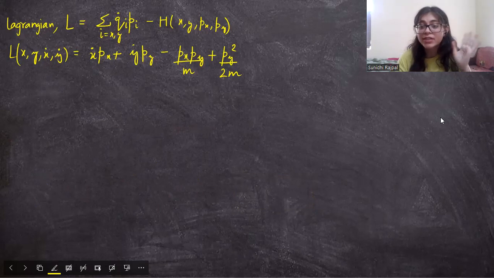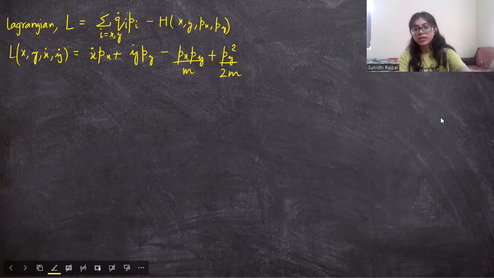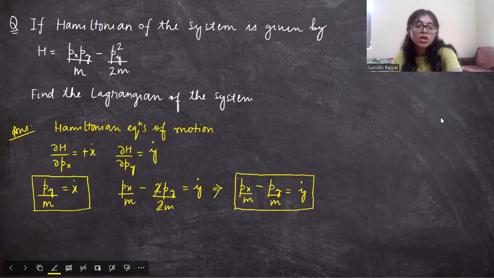But inside the Lagrangian we do not need px and py. हमें px और py नहीं चाहिए लेग्रैंजियन में. We only want x, y, x dot, y dot. Right? So हमें ये px, py को eliminate करना पड़ेगा from this expression. तो यहाँ पे मैं क्या यूज करूंगी, I will use this expression and use this expression.